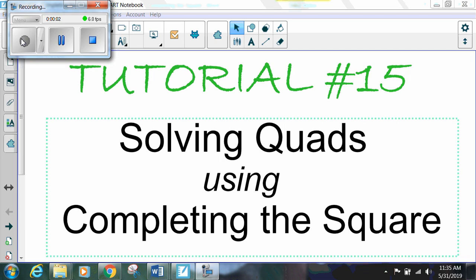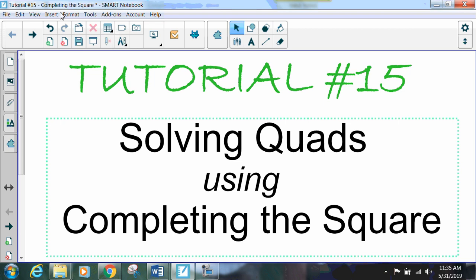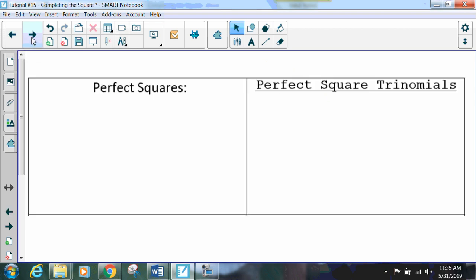Let's go. Here's tutorial number 15, solving quads using completing the square. We've looked at a lot of different ways to solve quadratic equations, and this is going to be the last one we look at. And before we get there, we're going to talk real quickly about perfect squares.